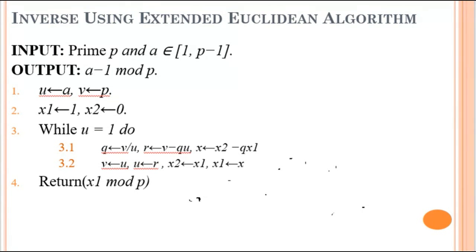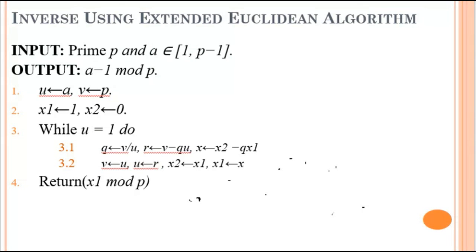In this, the input is a prime p and a in the range 1 to p minus 1. So the output is a inverse mod p. Here there are 4 steps. In the first step, the value of a is assigned to u and p is assigned to v. In the second step, 1 is assigned to x1 and 0 is assigned to x2. And this loop terminates when u equals 1.